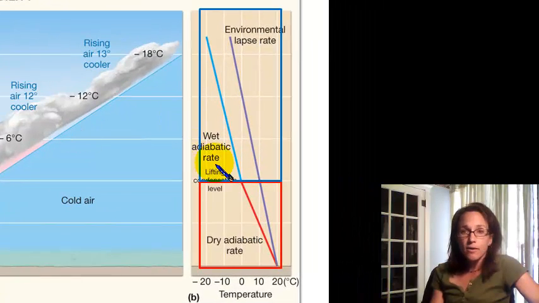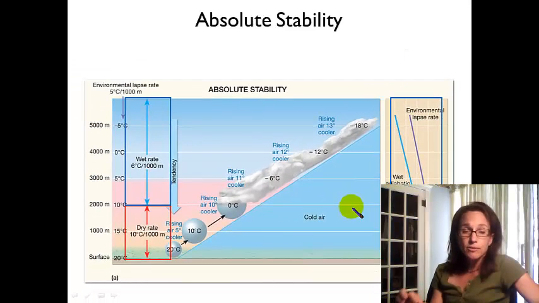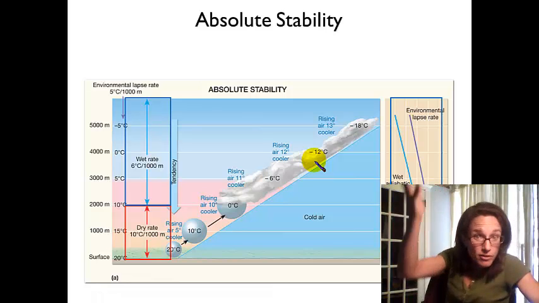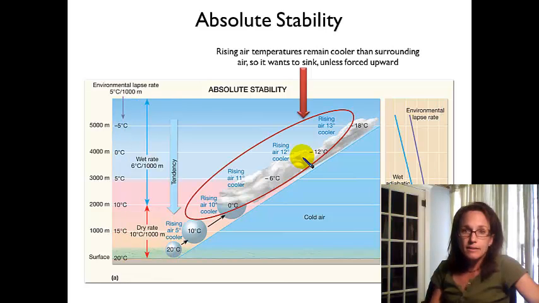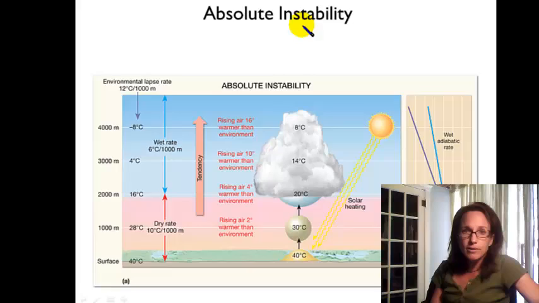So in this case now, the wet adiabatic rate is 6 degrees Celsius per 1,000 meters. And the key thing is that the rising air mass, which is illustrated in this graph by the red line when it's dry and the blue line when it's moist, is always cooler than the surrounding air, which is illustrated by the purple line. And so that indicates atmospheric stability, absolute stability, because that rising air mass is being forced up, and if it weren't being forced up, it would sink.